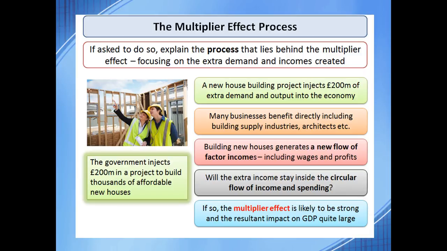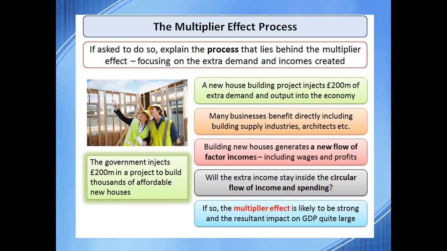In this case the government injects £200 million in a project to build thousands of new affordable houses. So we can see that this £200 million creates extra demand and output in the economy. Many businesses then benefit directly, including building supply industries, architects, builders and so on. The building of new houses generates a new flow of factor incomes, including wages and profits. So the question is, will the extra income stay inside the circular flow of income and spending?